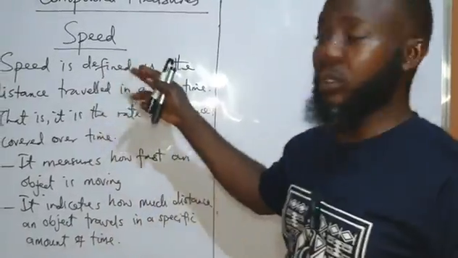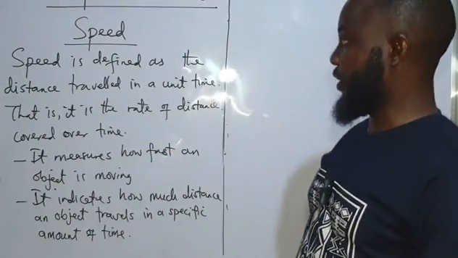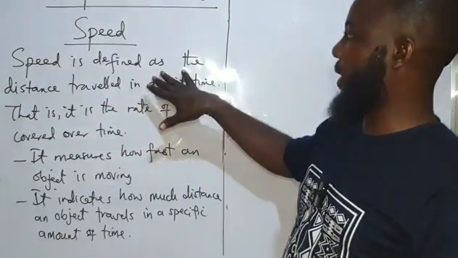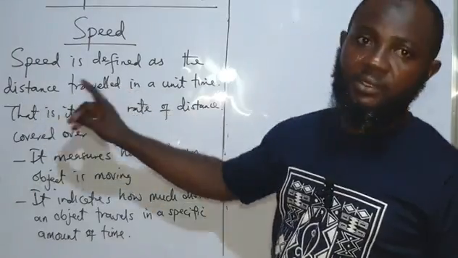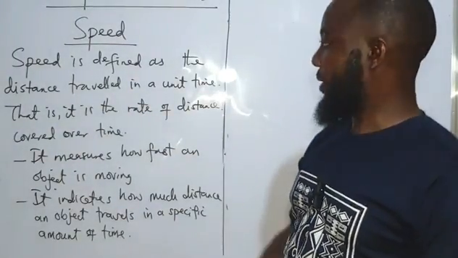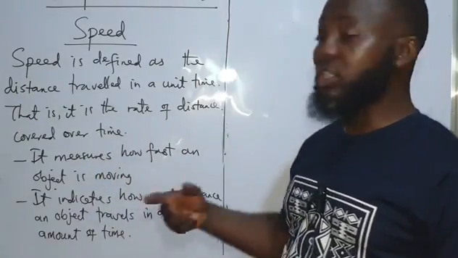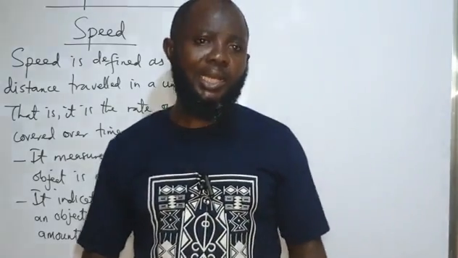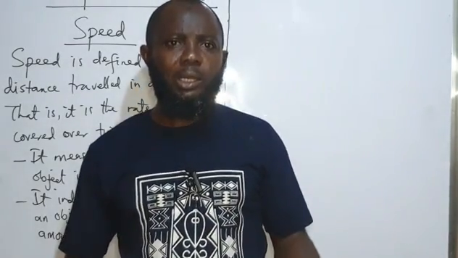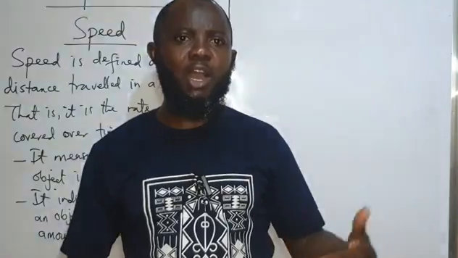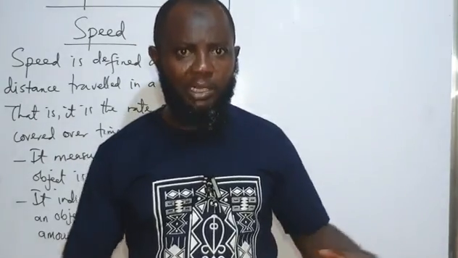So the next one, speed now. Let's look at speed. Speed is defined as the distance traveled in a unit of time. That is, it is the rate of distance covered over time. So when we talk about speed of an object, we are looking at how long a distance that object will cover in a given time frame.